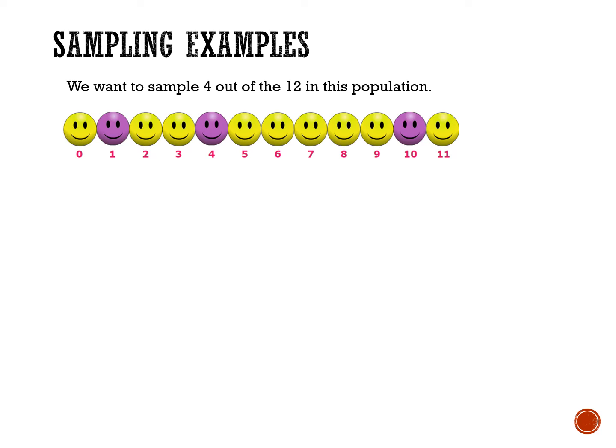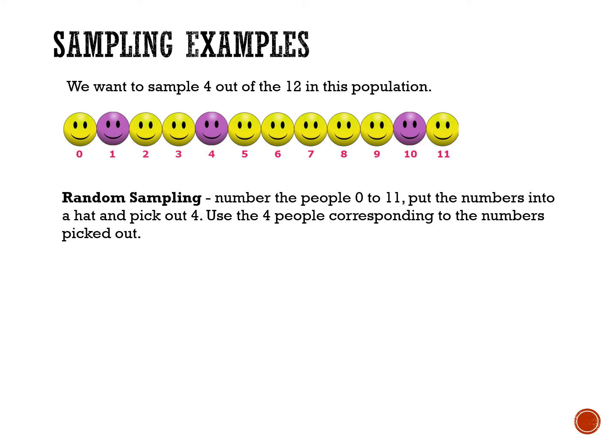Okay, so here's a population of 12 smiley faces, and we want to sample 4 out of 12 of those. So if you were asked how you would do that randomly, what you would do is number them 0 to 11, put those numbers into a hat and pick out 4 of them. Then you use the 4 smiley faces that correspond to the numbers you picked out.